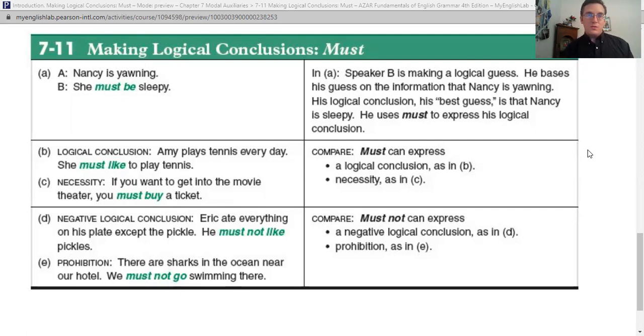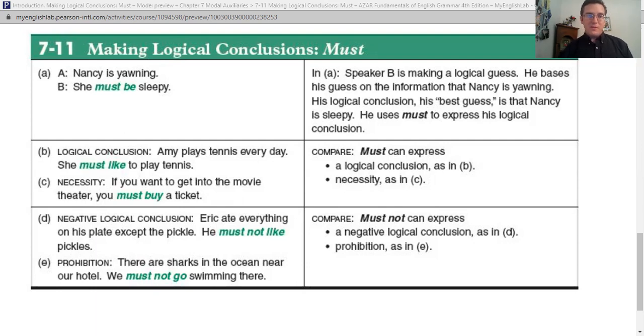This is as opposed to example C, where we talk about necessity. If you want to get into the movie theater, you must buy a ticket. So again, in example C, we're talking about something you need to do. You have to buy a ticket. You must buy a ticket. That's the rule, right? So must can express a logical conclusion, a best guess, as in example A or B, or it can express necessity, something you need to do, as in C.